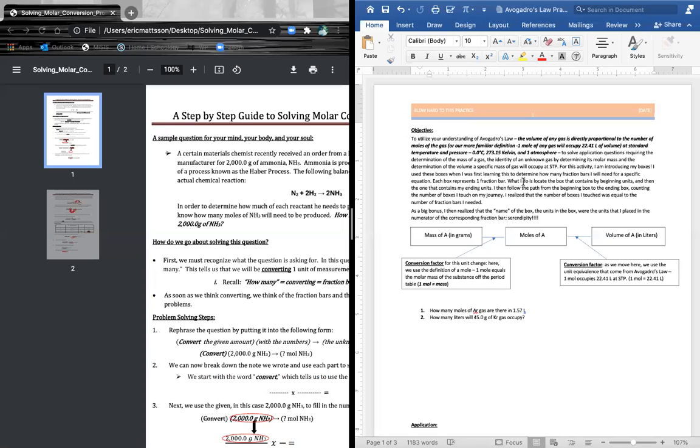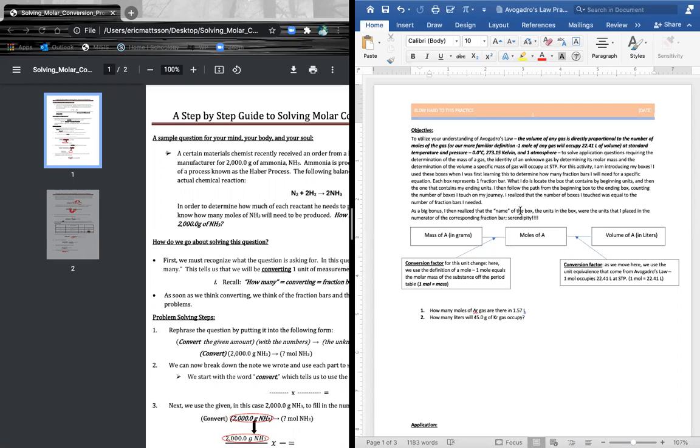So what I do is locate the box that contains my beginning units and then the one that contains my ending units. I then follow the path from the beginning box to the ending box, counting the number of boxes I touch on my journey. What I realized is that the number of boxes I touched was equal to the number of fraction bars I needed. As a big bonus, I then realized that the name of the box, the units that were in the box, matter. You see here, one of my boxes is called mass of A, another box is moles of A, and another one is volume of A.